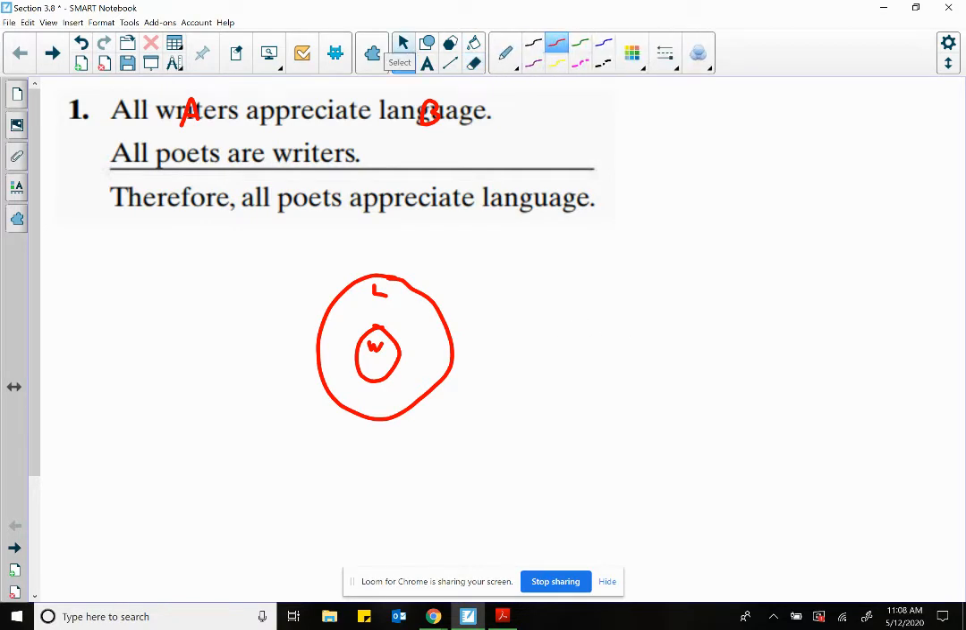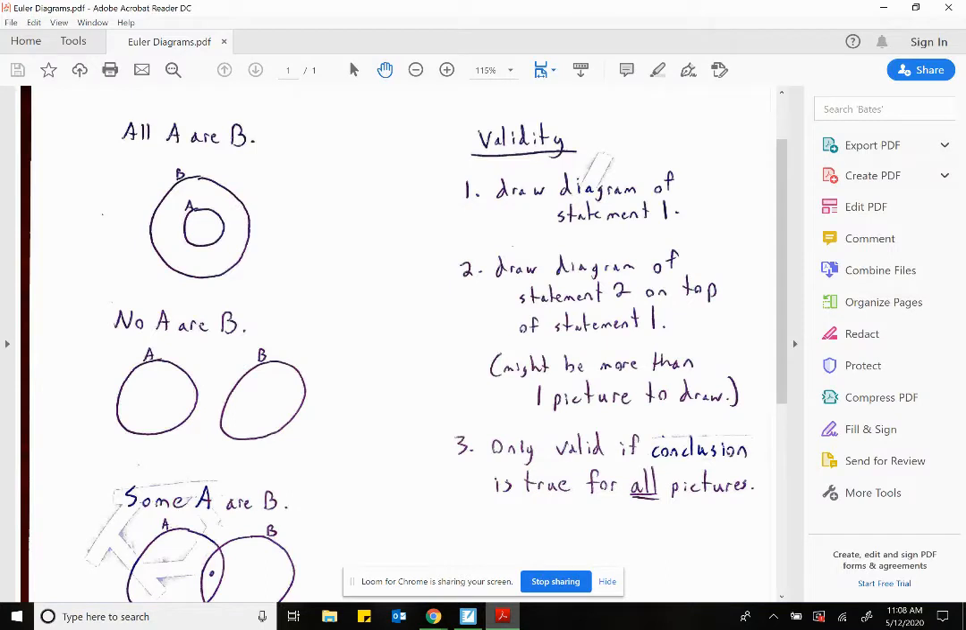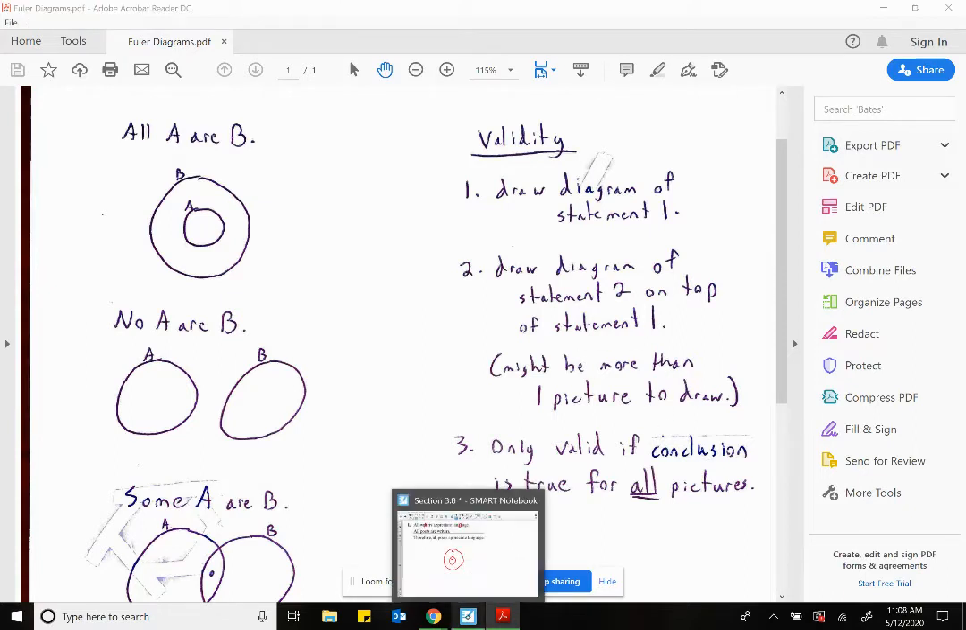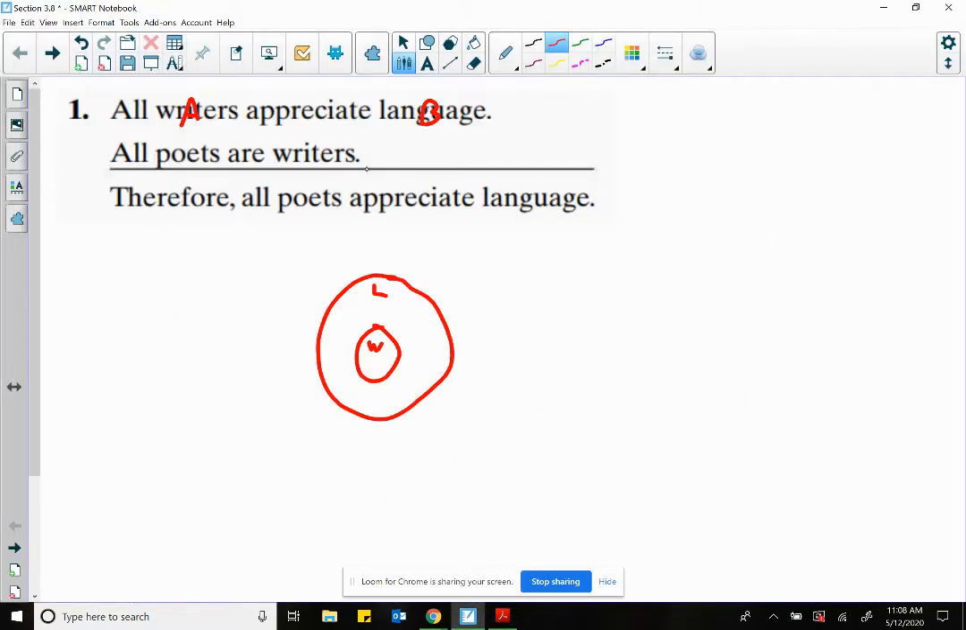Now, let's talk about part 2. Step 2 says, draw a diagram of statement 2 on top of statement 1. We'll get to this little parenthesis part right here in a second. So we're going to take statement 2 here, and we're going to incorporate it into this picture right here.